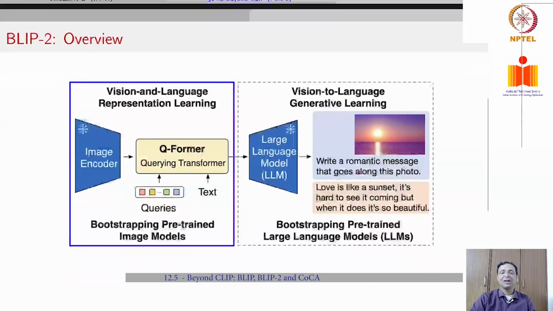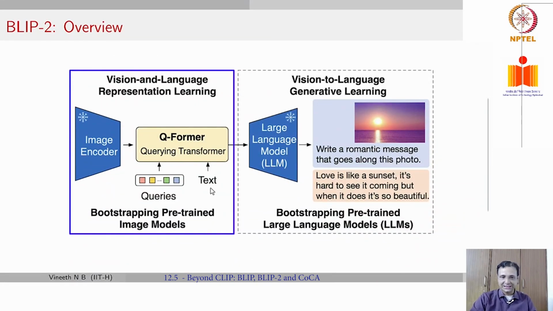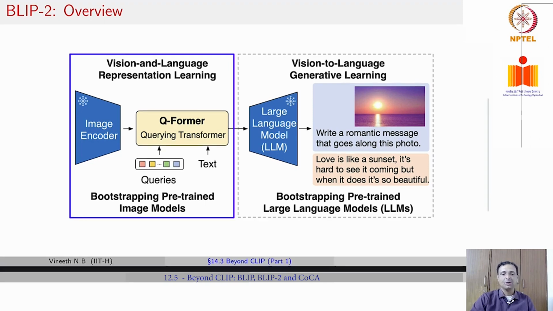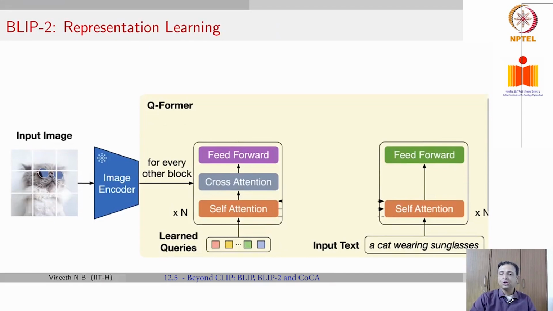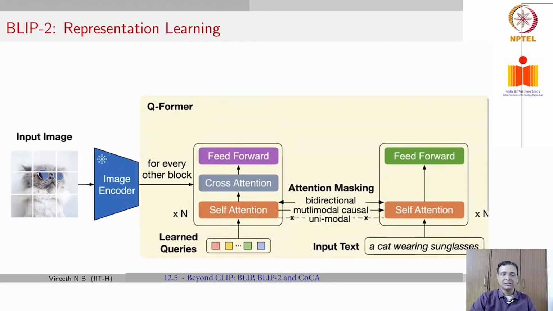Okay. Let's delve into one more level of detail. Let's first see the vision and language representation learning, especially the Q-former, which is the main contribution of the BLIP-2 framework. So in the representation learning component, given an image cut up into patches, it goes into the image encoder, which is frozen. Now within the Q-former, they have two kinds of transformer blocks. The first one here, which has n such blocks, and a second transformer here, which also has n such blocks. Let's try to understand both of these in more detail.